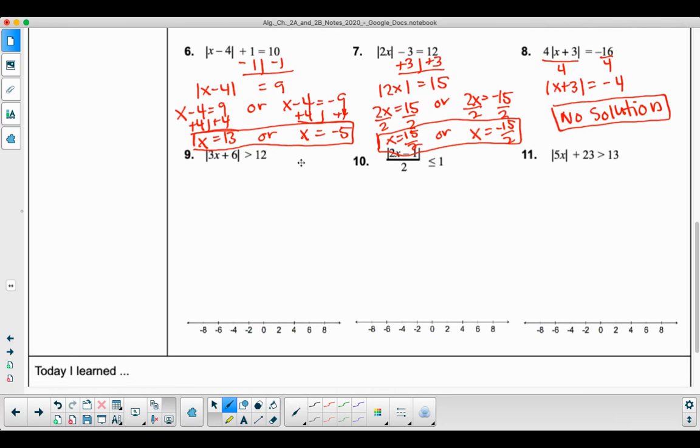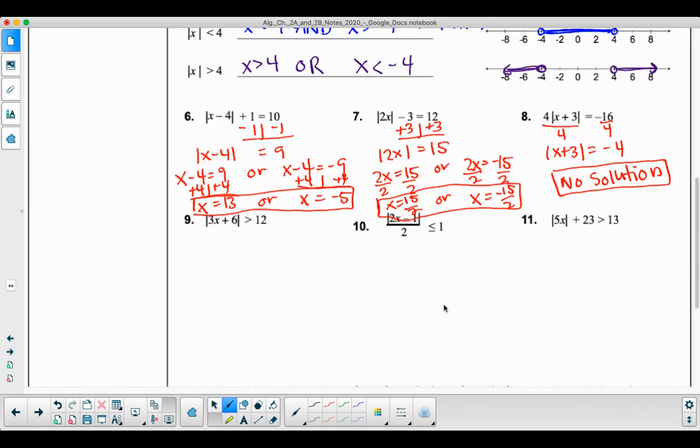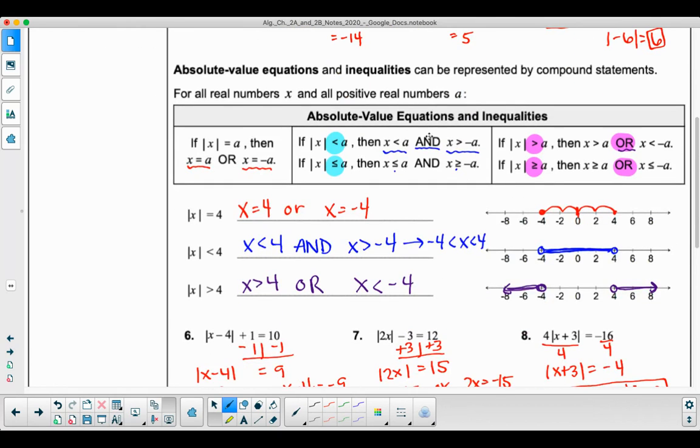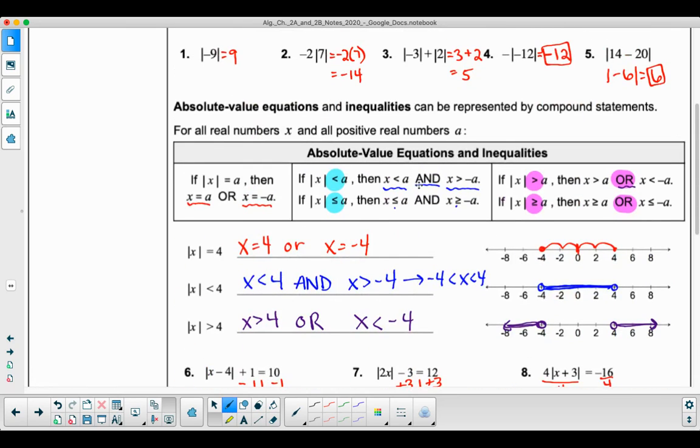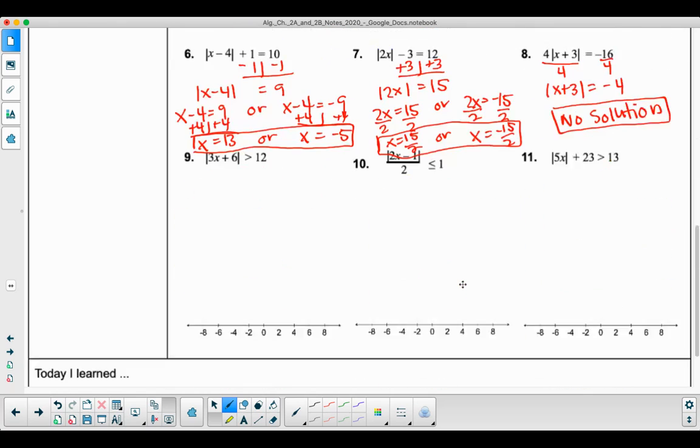All right, now 9, 10, and 11, we're getting into our inequalities. So we're going to have to remember, is it going to be "and" or is it going to be "or"? So let's look at number 9. This is greater than. I'm looking at greater than. This is going to be an "or".